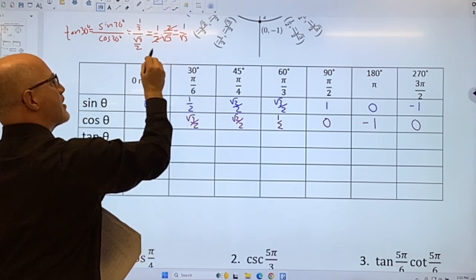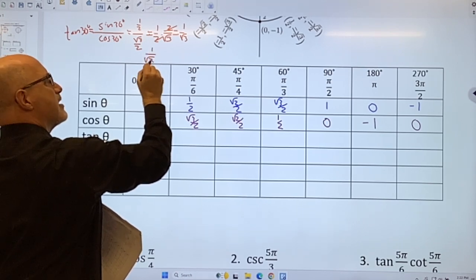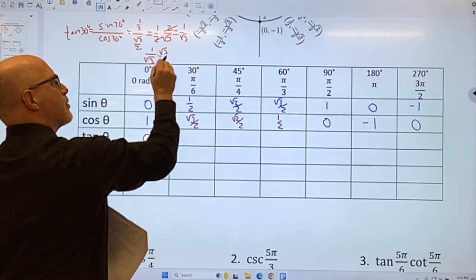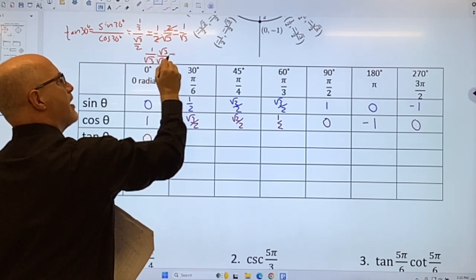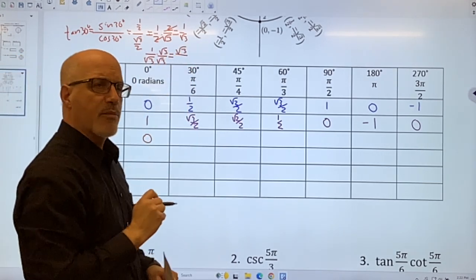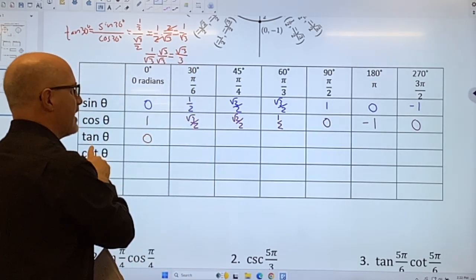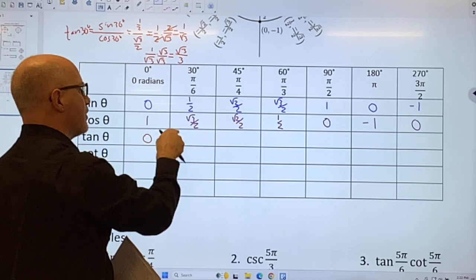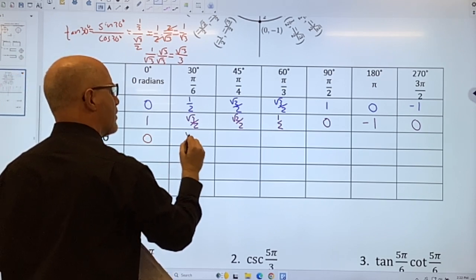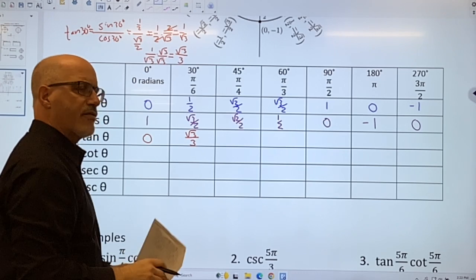Now you have to rationalize that, so I'll write that here. We want to rationalize the denominator by multiplying by square root of 3 over square root of 3, and you get square root of 3 on top, square root of 9 on the bottom, which is just equal to 3. So the tangent of 30 degrees we've just calculated to be the square root of 3 over 3. That's the value for it.